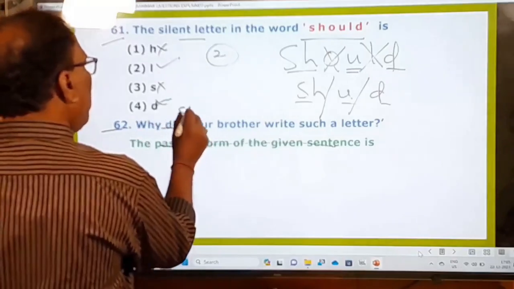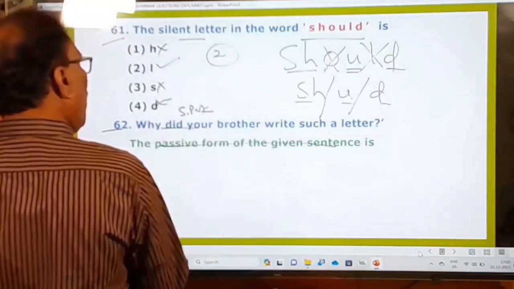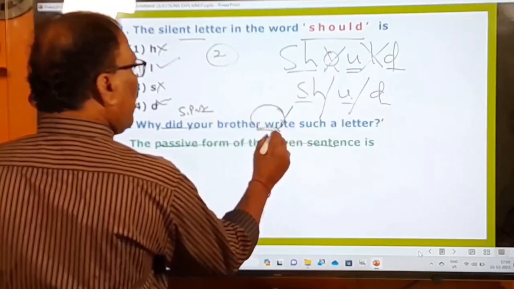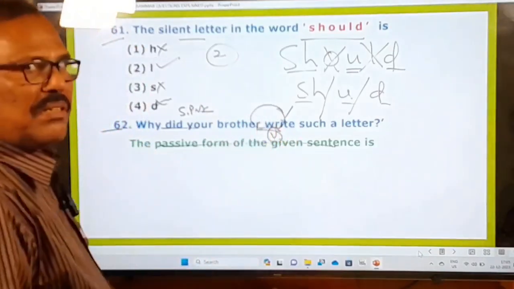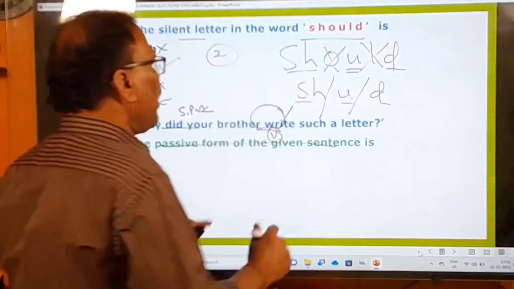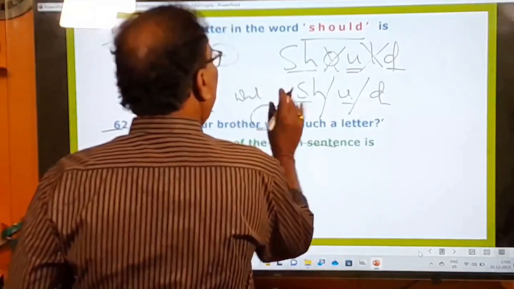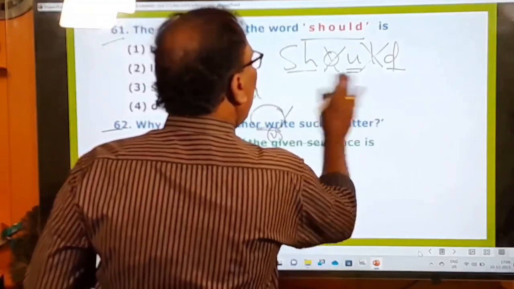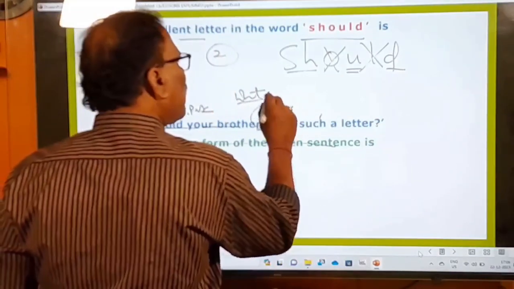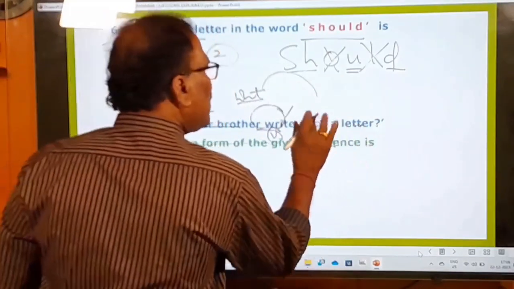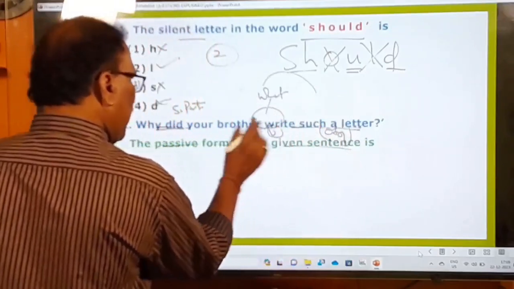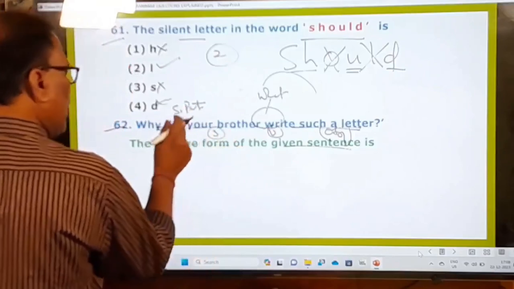This is in the simple past. Okay, you understand that. And now, what is the verb? Why did your brother write? Right. This is the verb. Okay, you find out the object of the sentence. To find out the object of the sentence, you must question the verb with what. Why did your brother write what? Write what? Such a letter. This is the object. Okay, such a letter is an object, write is a verb, your brother is the subject, and this sentence is in the simple past tense.